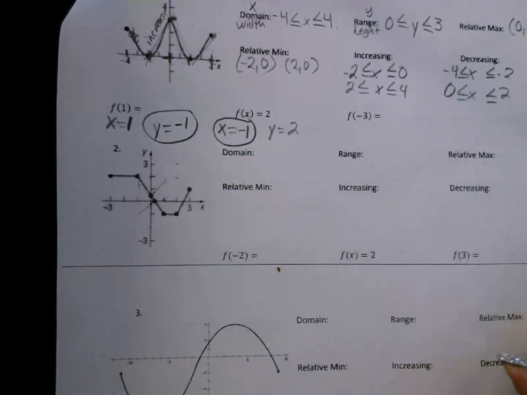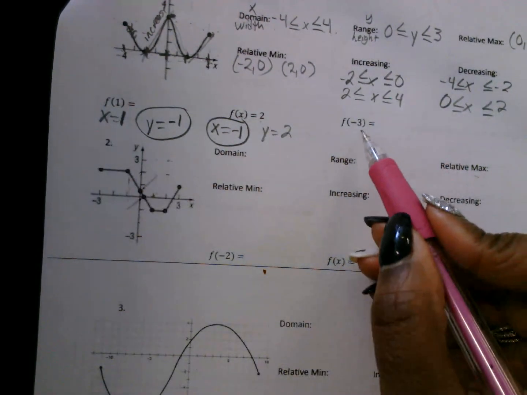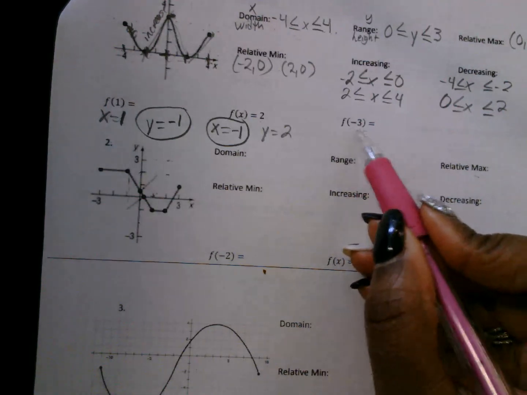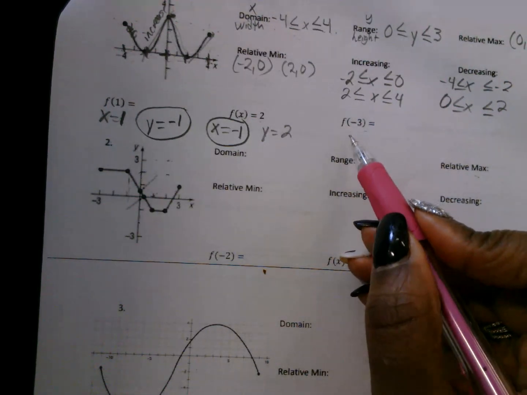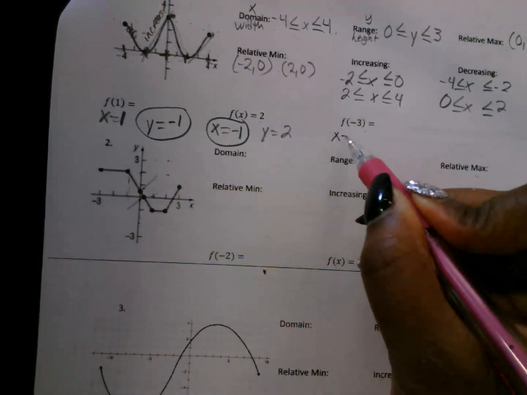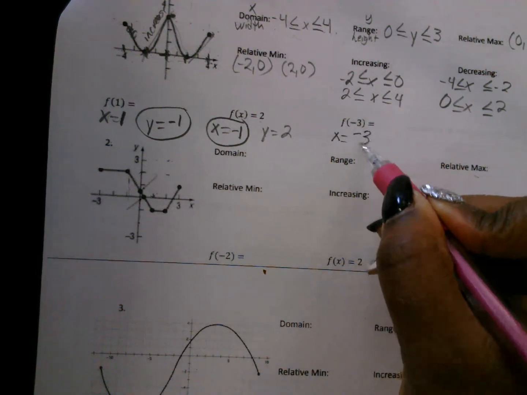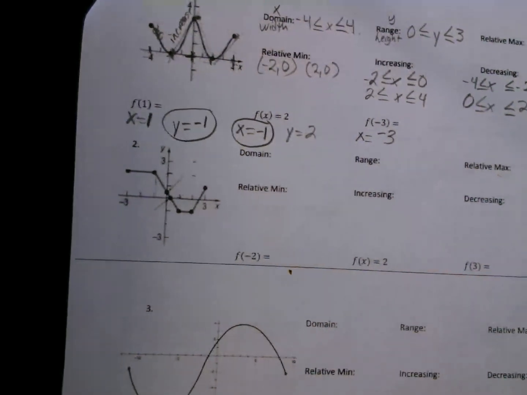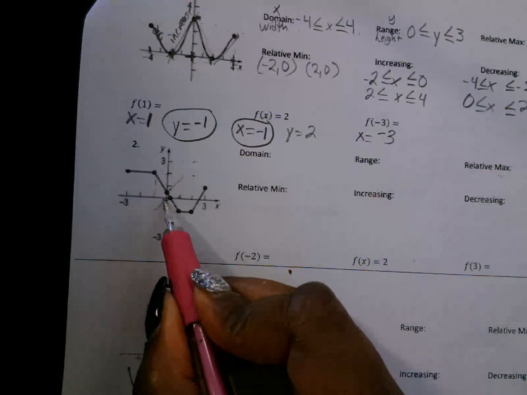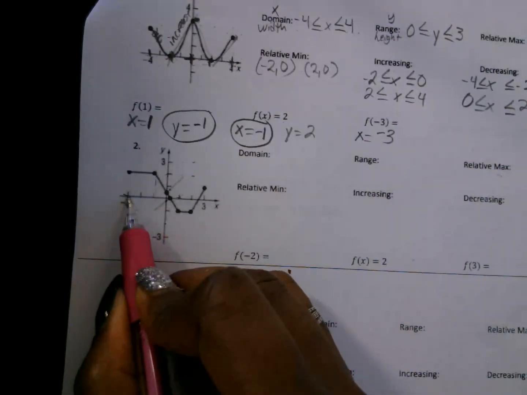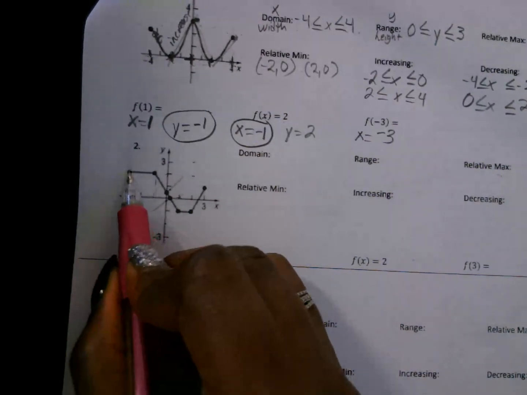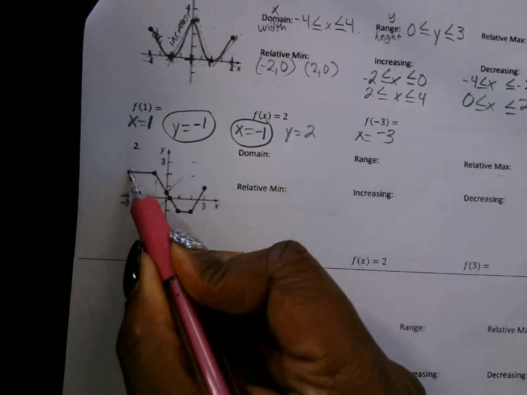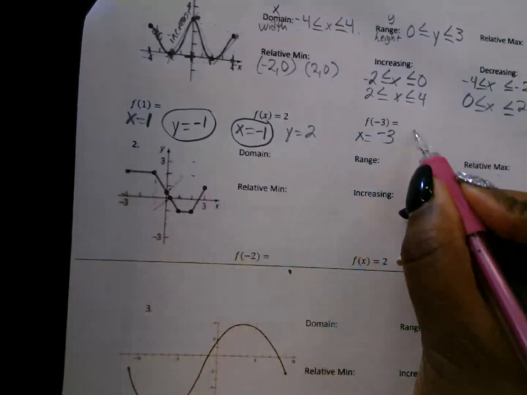Now let's look at this one. What did they give you? Did they give you x or did they give you y here? They gave you x. What is x equal to? -3. So let's look for -3 on the x-axis. -3 on the x-axis is right here. So go up to the line. What is my y? +2.